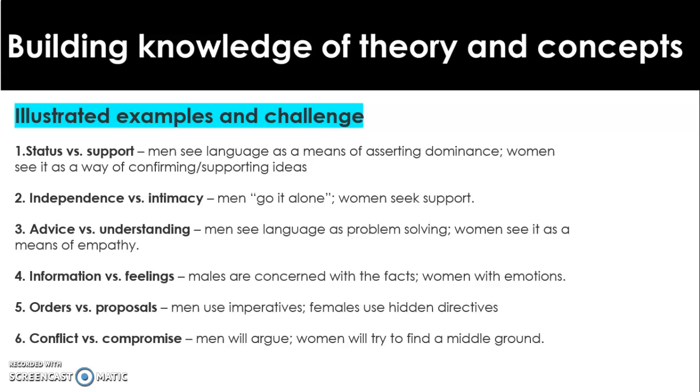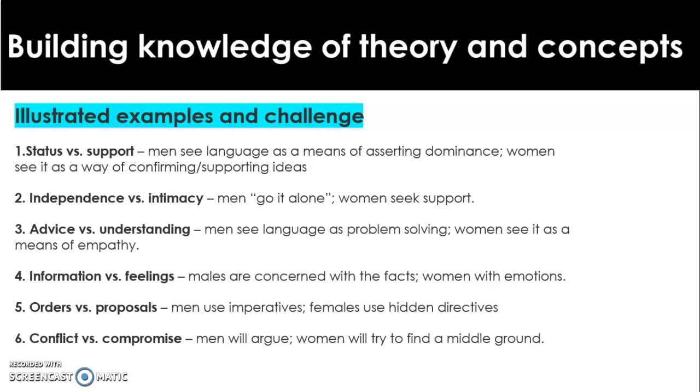So I'm going to give you a couple of examples. I'm going to ask you to pause and do it for yourself because I want you to have your own examples. So over here, it says status versus support. Men see language as a means of asserting dominance. Women see it as a way of confirming or supporting ideas. So actually, we could say that men are asserting their dominance in conversations by only wanting to talk about what they want, by initiating topics and only seeing other men as successful and rejecting the topics of women.